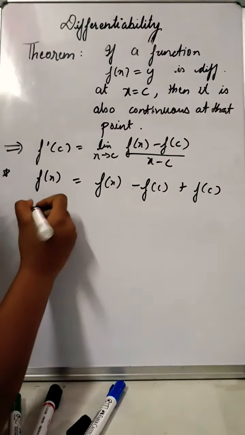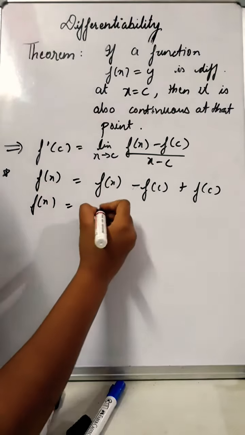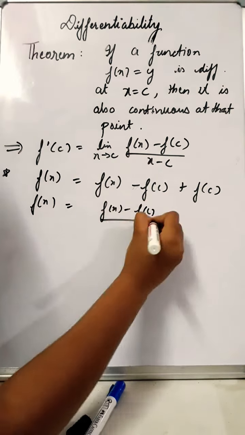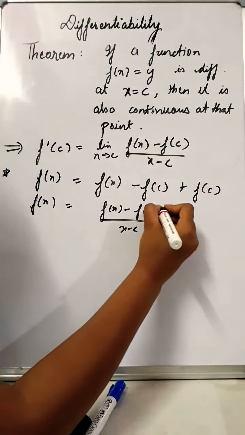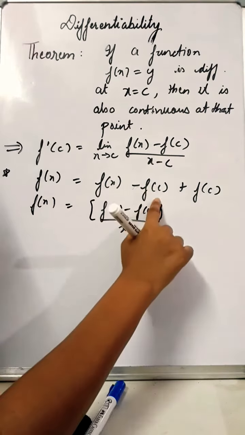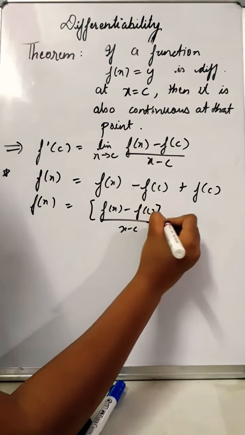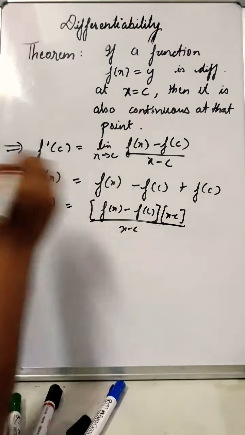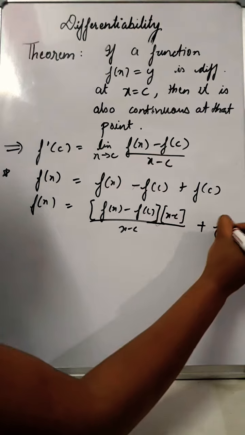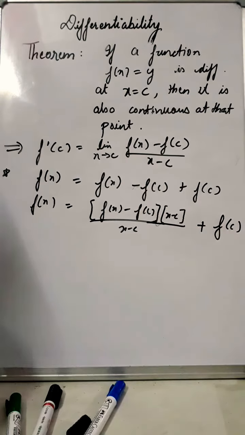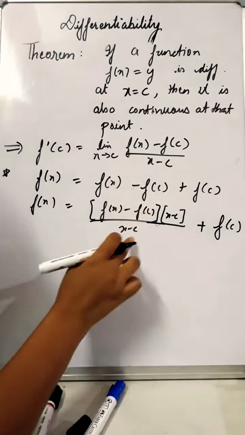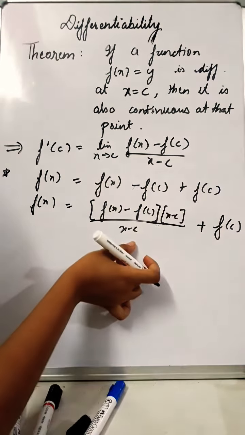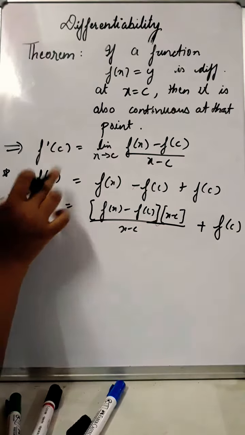See how. Now this can also be written as f of x minus f of c whole upon x minus c, into x minus c. If you divide by x minus c, you have to multiply by x minus c here. Plus f of c. What I have done is multiplied by x minus c on this term and also divided by it. So it is equivalent to the above part.